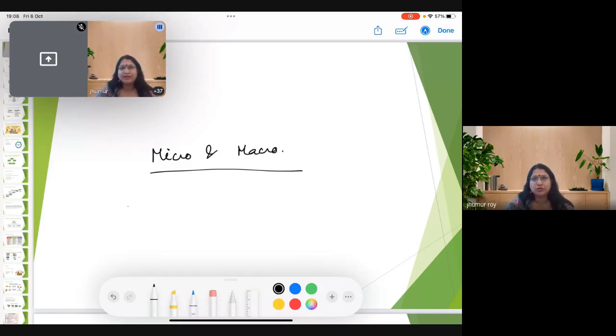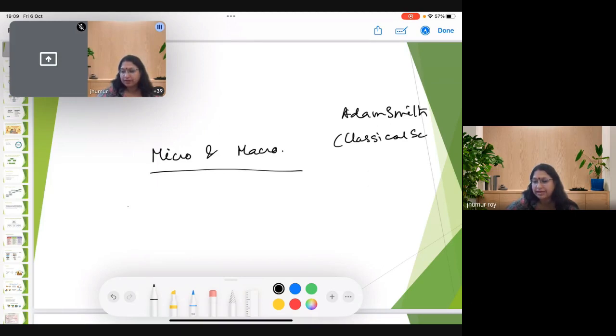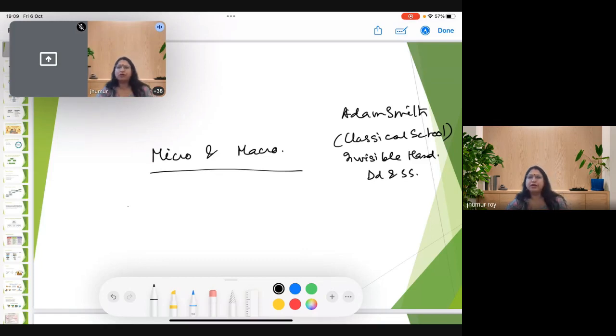Okay, so when we talk about micro and macro, let me give you a little history on this so that you can understand it better. When we talk about Adam Smith and all, they are called the classical school. When they came, they all had the idea that everything can be maintained with the help of something which they called the invisible hand. Now, what they meant by invisible hand is that demand and supply can decide on the price.